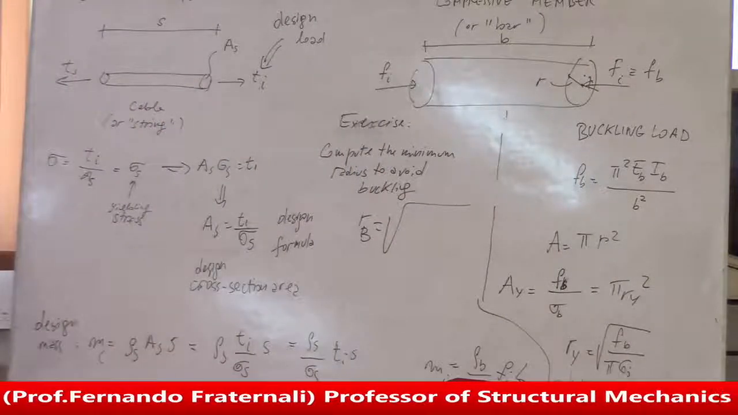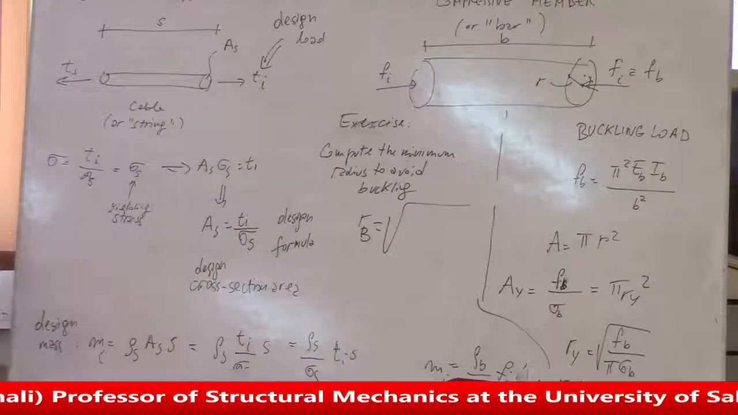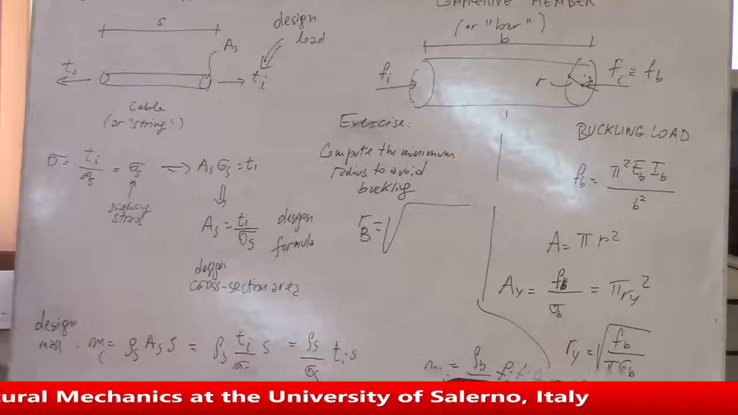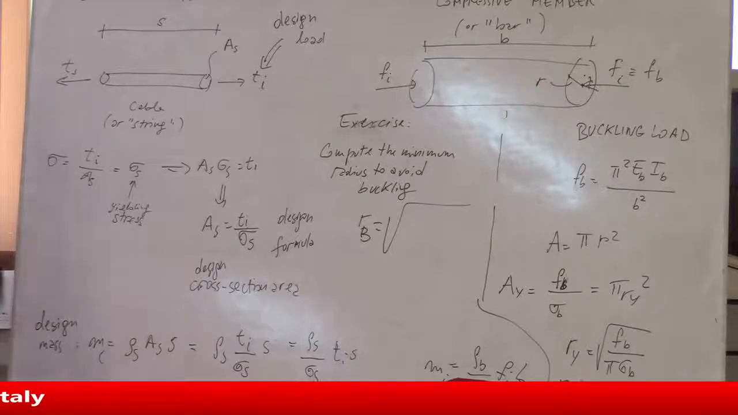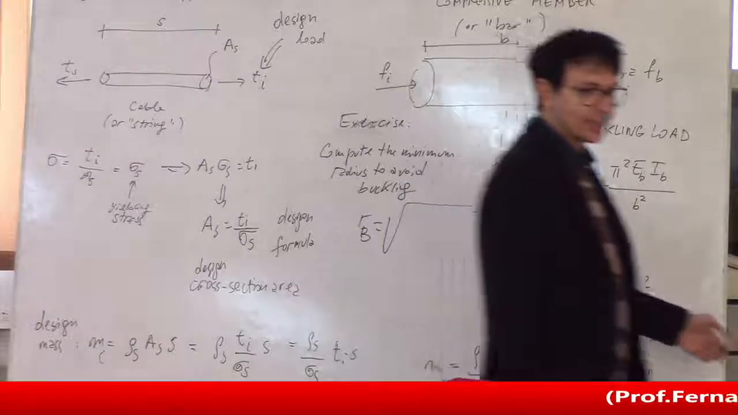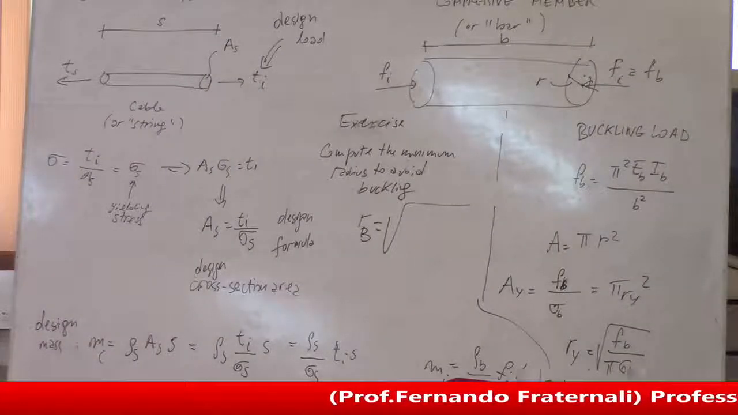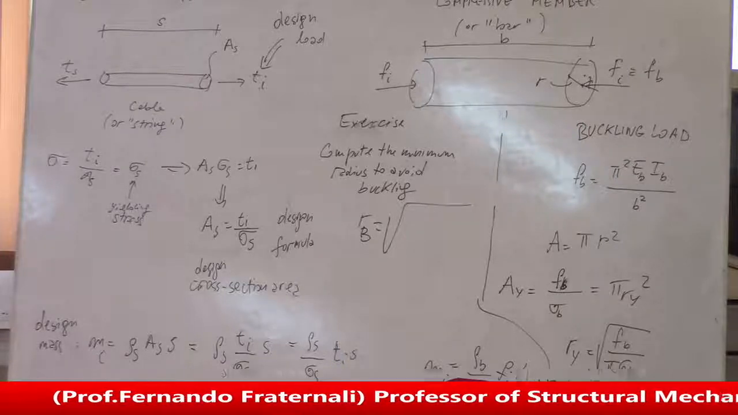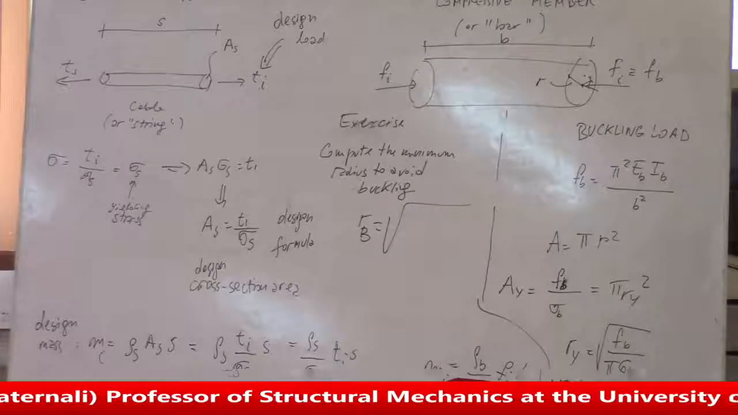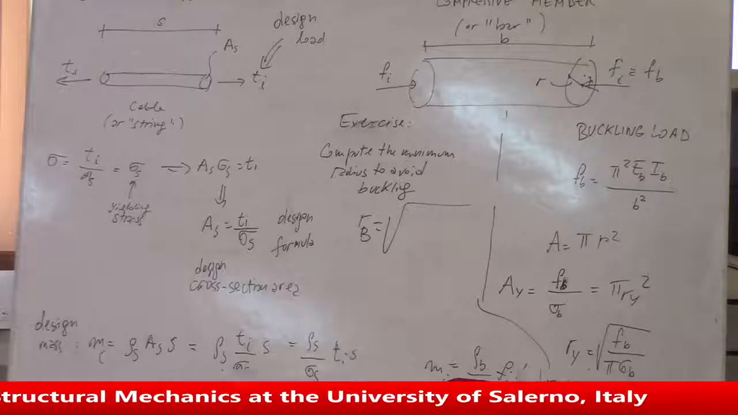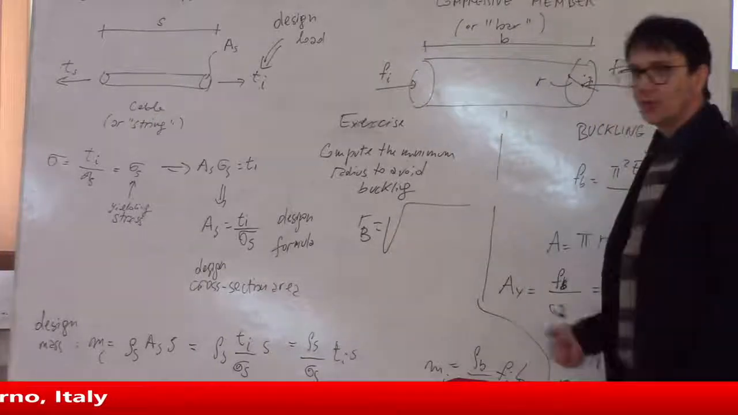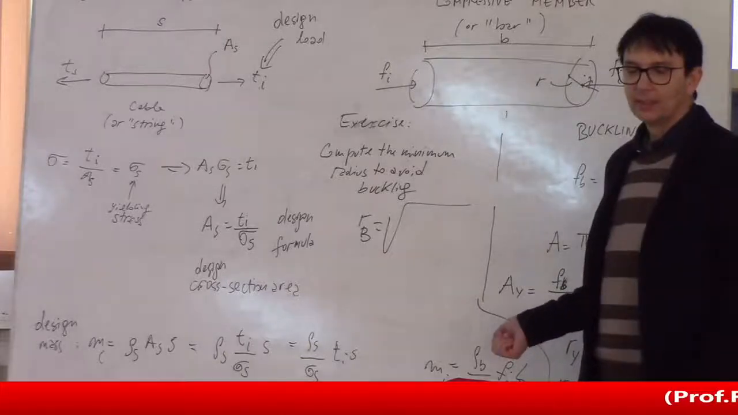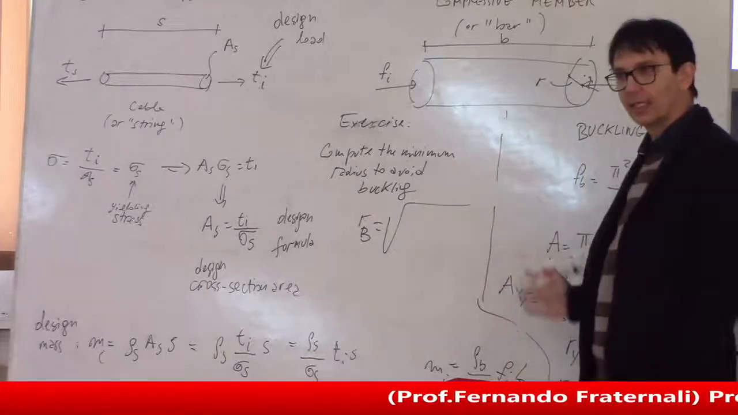Okay. Obviously, which one do you think has the greatest mass? The minimum of the two minimum radii: the minimum radius to avoid buckling, and the minimum radius to avoid yielding. Which one do you take? You have to take the minimum. In this way, you avoid both phenomena, both here and there.